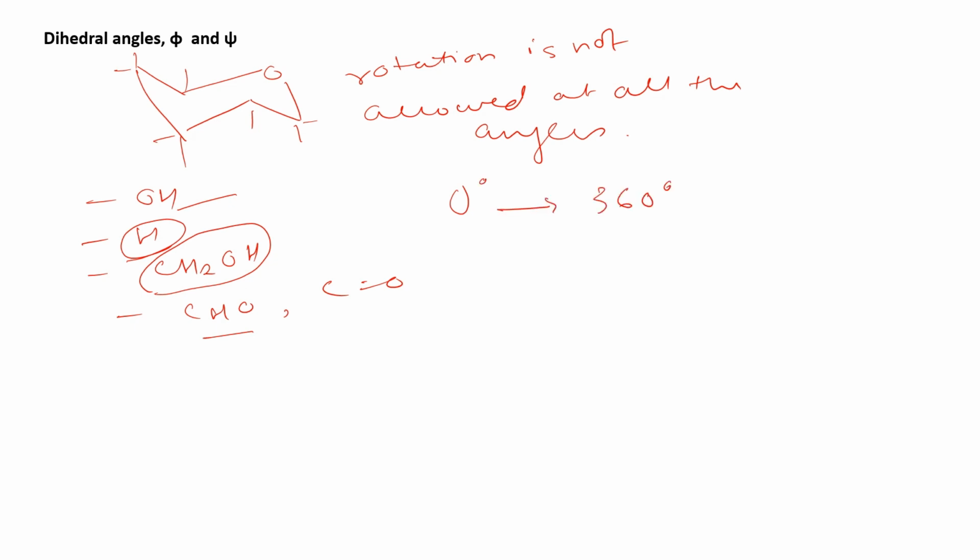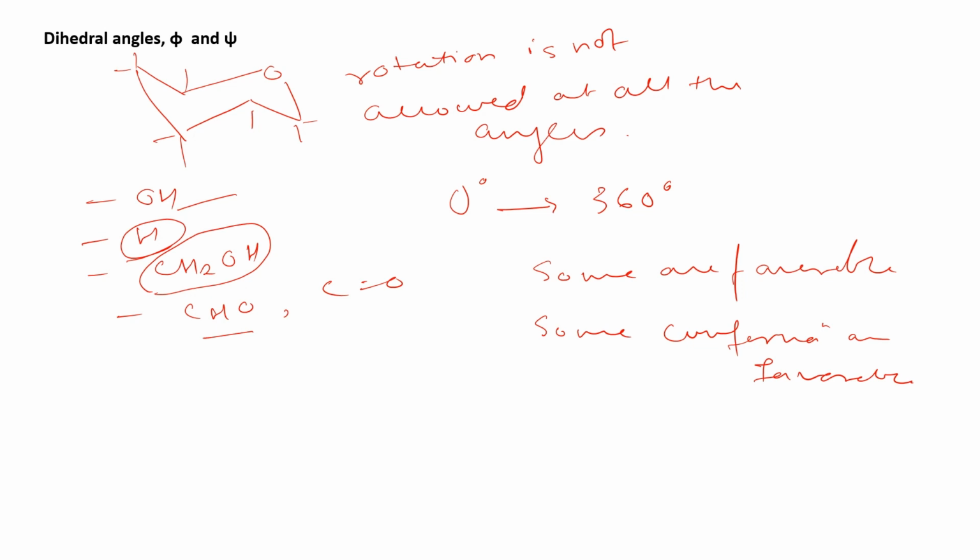But practically, all the angles are not favorable. The rotation around all the angles is not favorable. So some angles are favorable and some are not. Because of this, some structures, or some conformations, are favorable. Now the angles which are favorable for sugar molecules for their turning and twisting are labeled as Phi and Psi. This will tell us the favorable angles at which the rotation is possible.